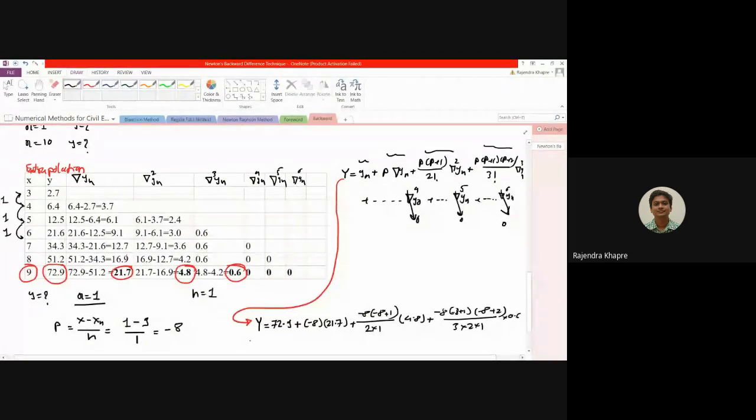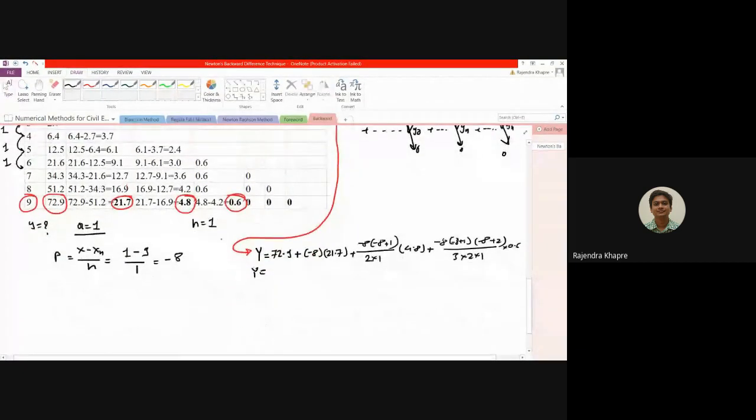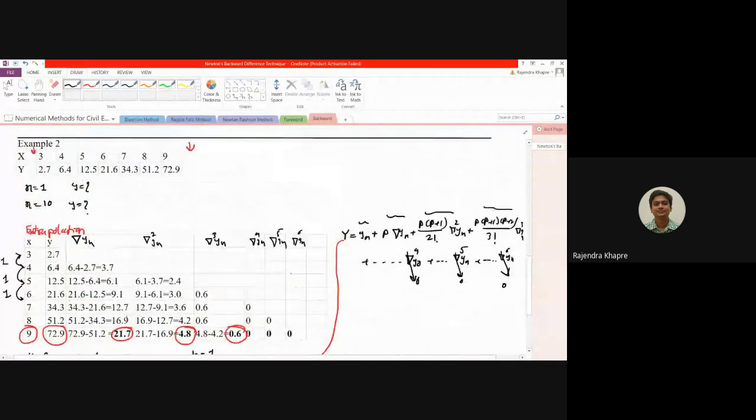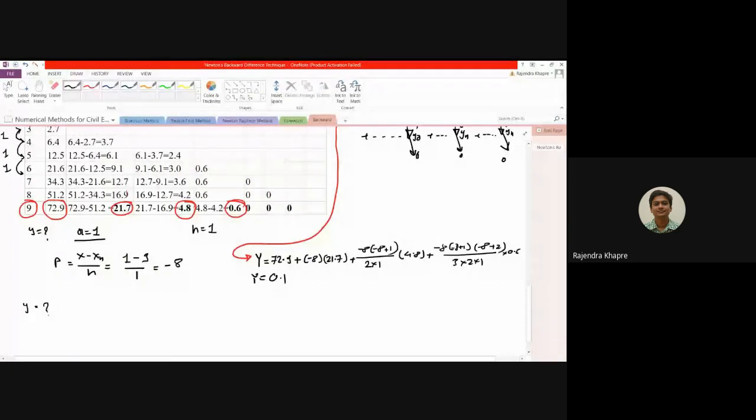So can anybody tell me what will be the value of y? 0.1. Someone please cross check this. Yes sir, 0.1. Everyone is getting 0.1. Okay, that's good.